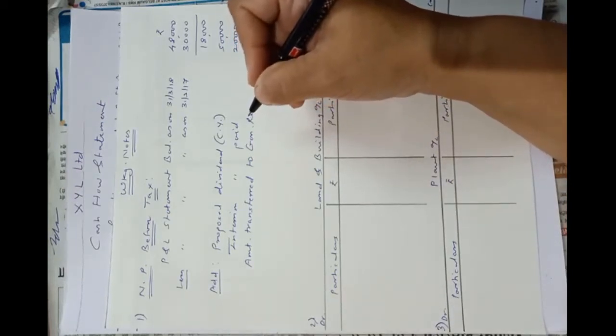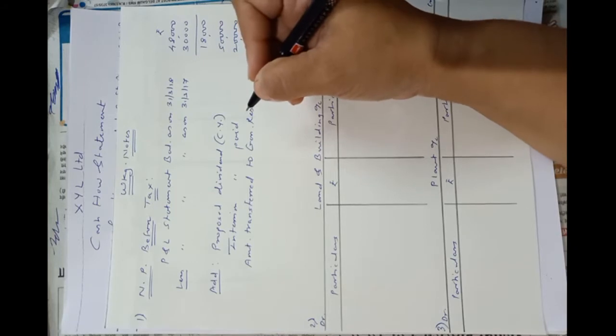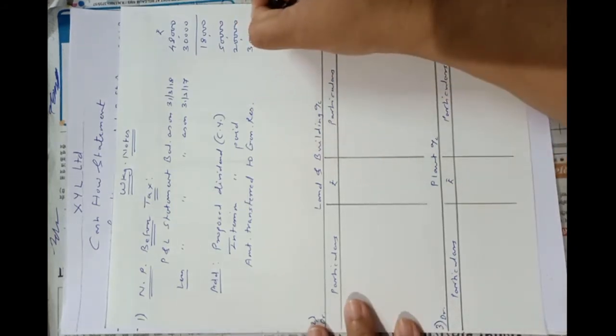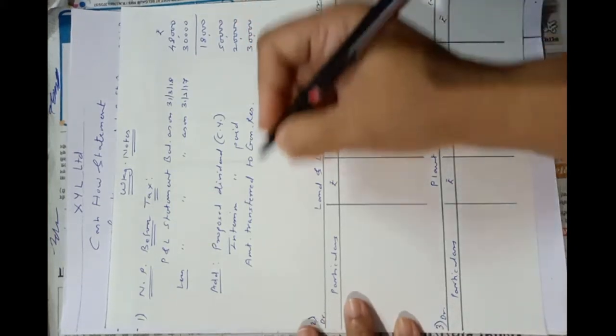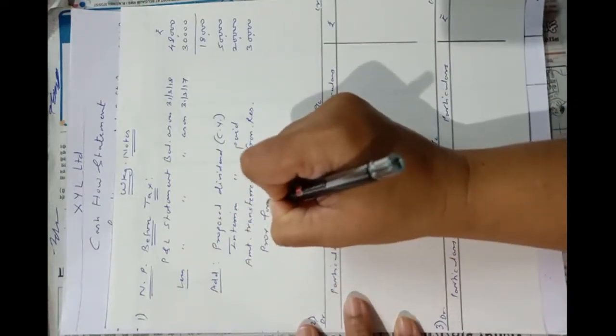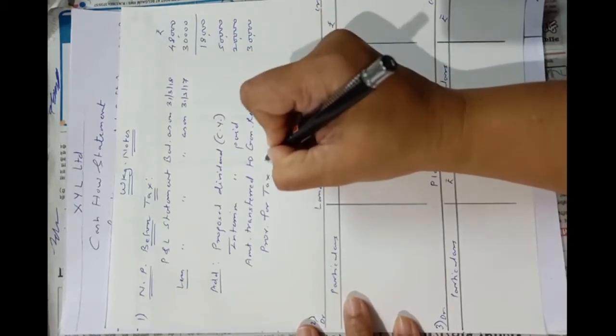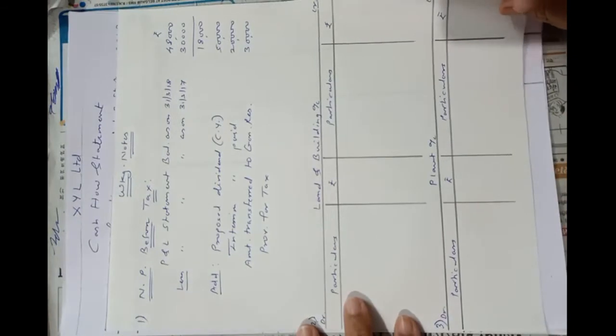See, in the problem, the amount transferred to general reserve is, as we have discussed earlier, rupees 30,000. So 30,000. And then provision for tax. We have to add provision for tax for the current year as per our note. So we will now prepare the provision for tax account.